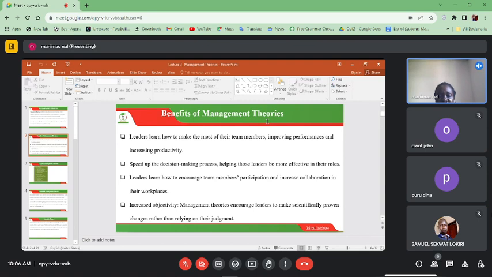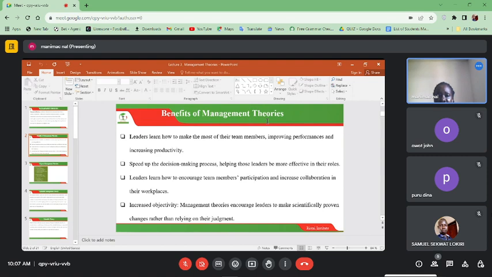And furthermore, leaders learn how to encourage team members to participate and increase collaboration in their workplace. So all in all, encouragement is needed from the leaders to their team members to help them participate and increase collaboration in the working environment. And lastly, management theories are beneficial in that they increase objectivity. Members don't have to be subjective about a matter, but have to be objective from various angles, so that they are encouraged by leaders to make scientifically proven changes rather than relying on their subjective judgment, and look at other scientific theories which can help them to change their narratives or their thoughts.